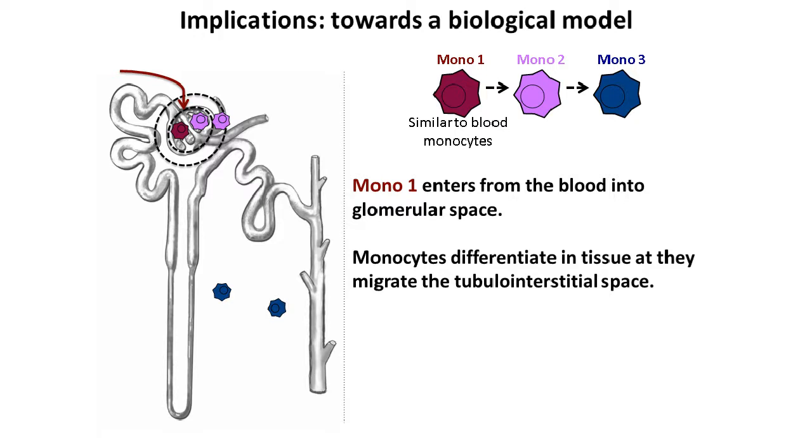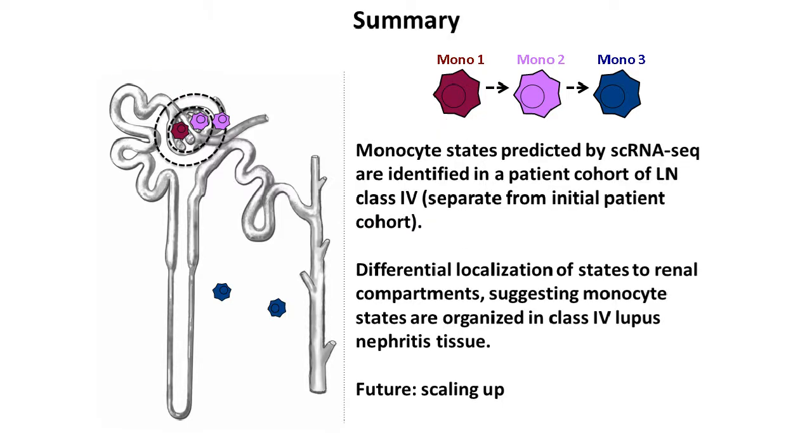A potential model is that monocytes enter from the blood into the glomerular space, that they may differentiate into tissue, and then they end up migrating out in the tubular interstitial space.